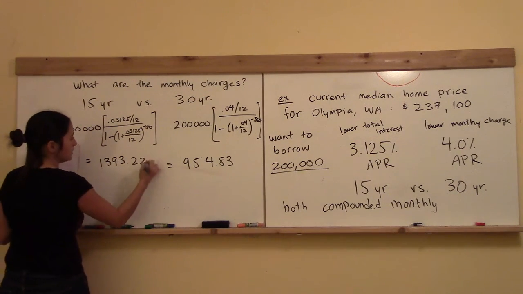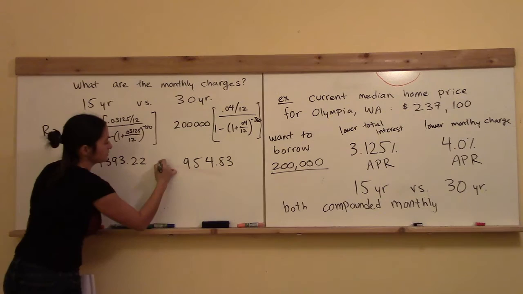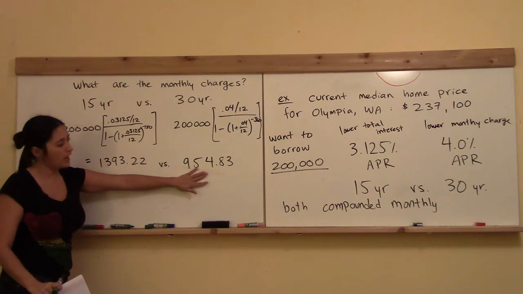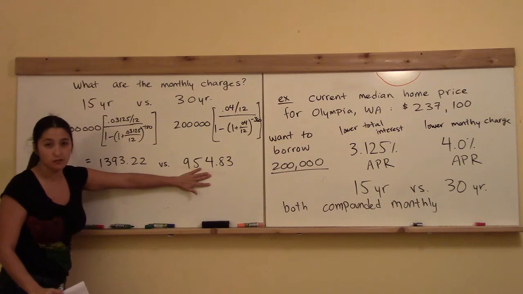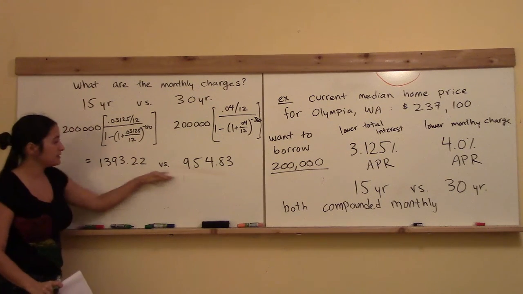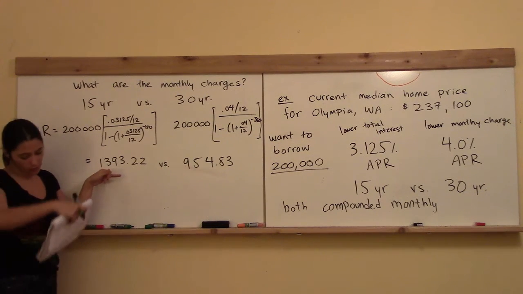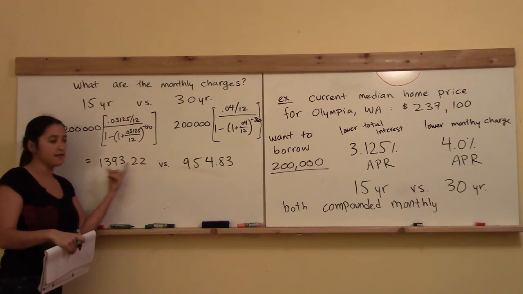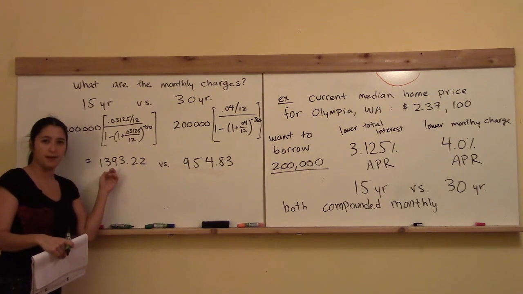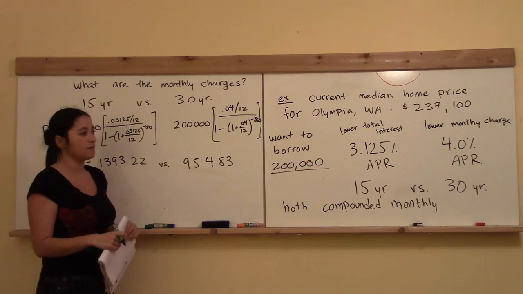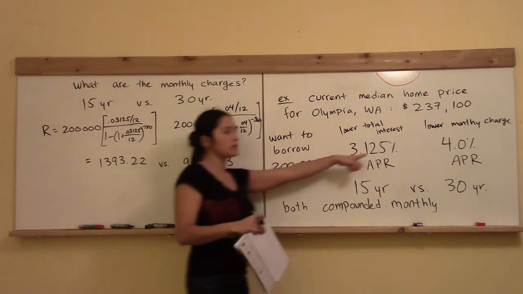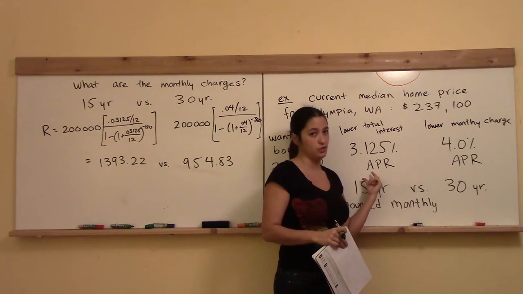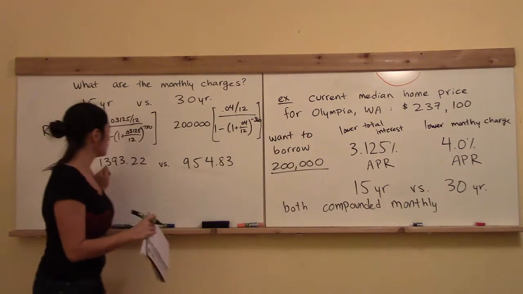$1,393.22. Versus this. This is very interesting to me because if I took this number and doubled it, I would get $1,900, almost $2,000, but this is nowhere near that. This is actually only about 45%, 46% more of a payment than this one is. It didn't go up by that much, but I was able to pay it off in half the time. So although this one has a higher monthly charge, it is not double this monthly charge. It is only slightly bigger.